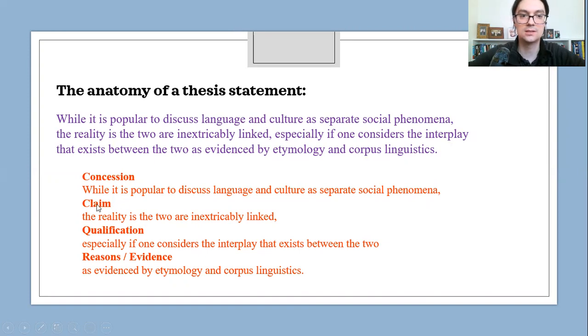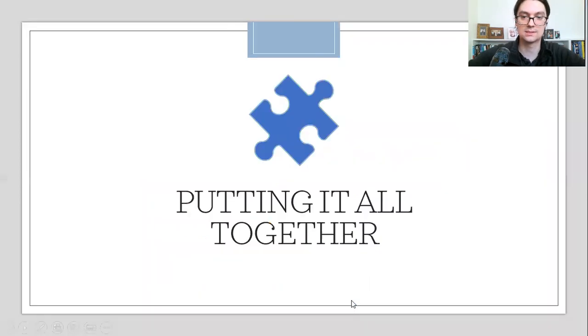The claim then shifts to the reality. So it's arguing with that concession and it's saying they're inextricably linked. In other words, you can't pull them apart. The qualification says, especially if you consider the interplay, how they affect each other. And the reasons are etymology and corpus linguistics, as we had mentioned. So how do we put this all together?